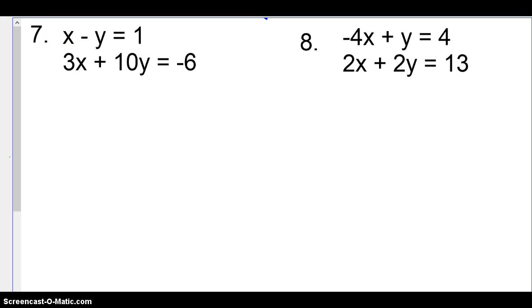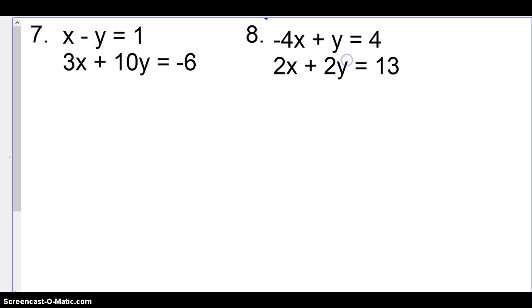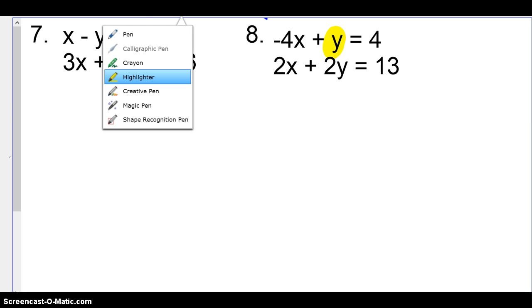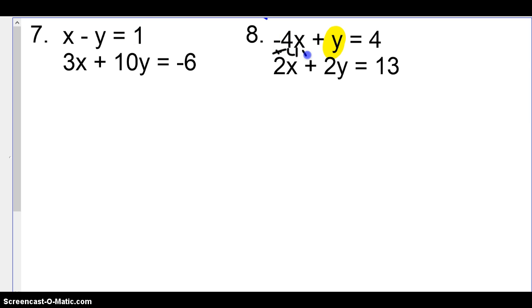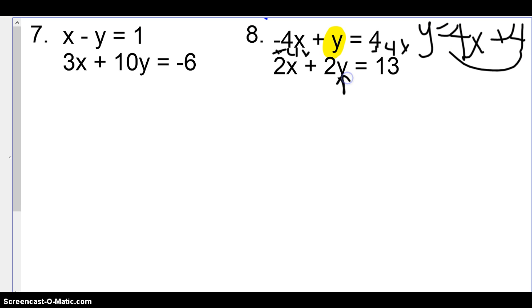Okay, so number 8, as I look at it, this one is not ready either. So I've got to get the y by itself. Let's do this one. If I do that, I'm going to add 4x, add 4x. So y equals 4x plus 4, right? I'm going to go back and check to make sure that I wrote it down right, because last time that was a little disastrous. 4x plus 4, good, 2x, 2y, 13. Okay, good. So now this right here is going to plug right into there.